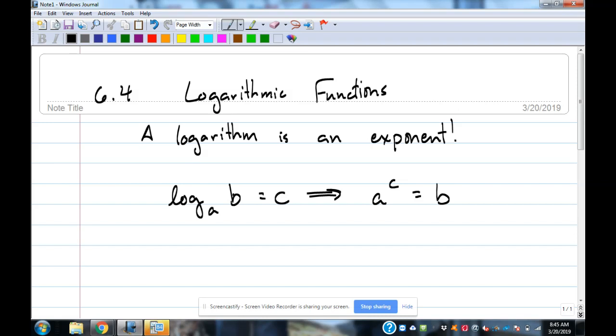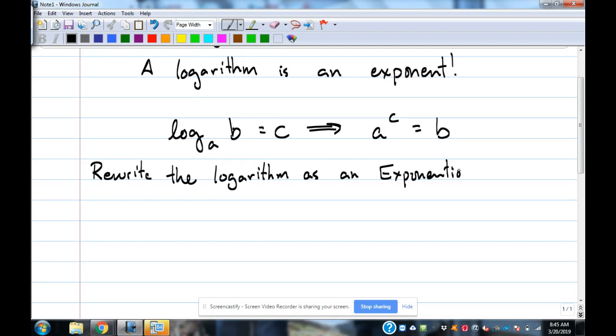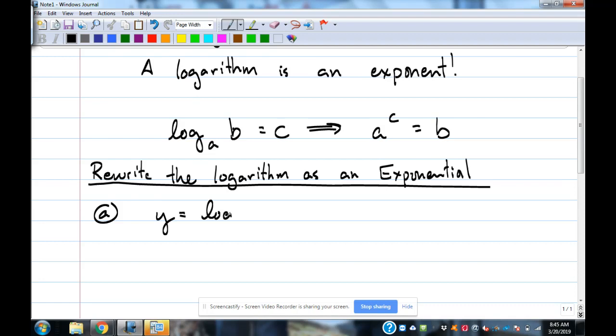So rewriting a logarithm as an exponential is our first order of business. Rewrite the logarithm as an exponential, and then we'll go the other direction. A: y is equal to the log base 3 of x.